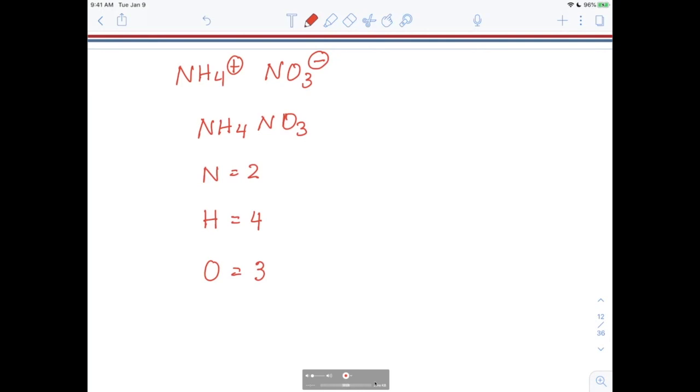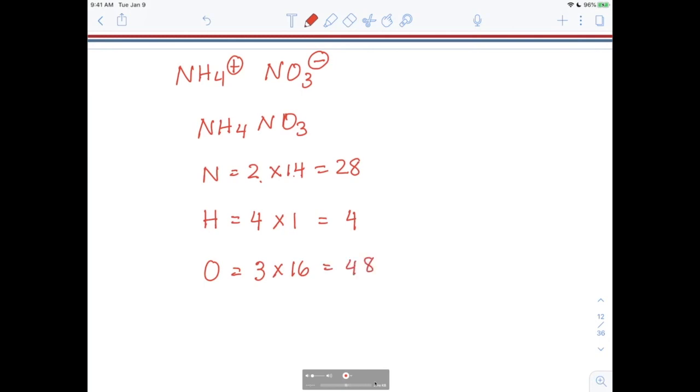Okay, each nitrogen is, let me find my periodic table. I'm not even going to try to use my memory anymore. Each nitrogen is what, 14? And each hydrogen is 1. Each oxygen is 16. So here we're having 2 times 14 is 28. 4 times 1 is 4. 3 times 16 is 48.